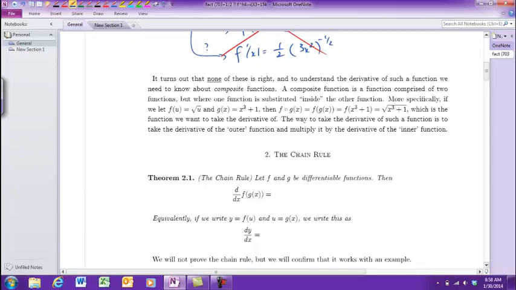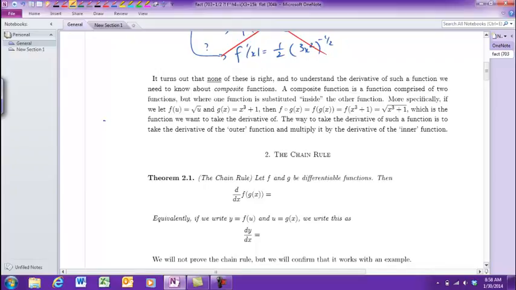So here, our outer function is square root of u, and our inner function is x cubed plus 1. So if you do f composed of g, that's g of x inside f, you're putting the x cubed plus 1 inside the f function, and you get the square root of x cubed plus 1. And that's what we want to take the derivative of. So our derivatives will involve these two functions, but in sort of a strange way.